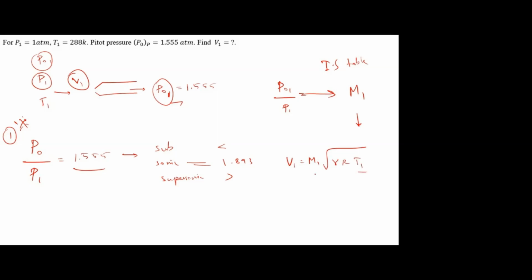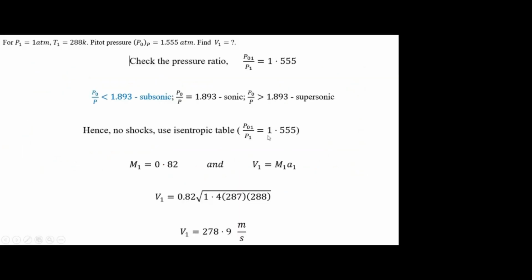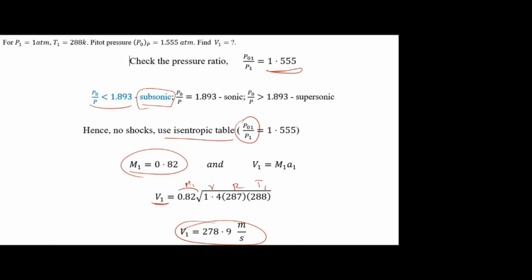So T1 is given, M1 is found, R is 287, gamma is 1.4. So you can find V1, and V1 should be the subsonic velocity. So 1.55 is less than 1.893. The flow is subsonic, so there is no wave. So use the isentropic table. Once you know P01 by P1, you can use the formula or the table. We found M1, then you can find V1, M1 root of gamma R T1. That is 278.9 meters per second.